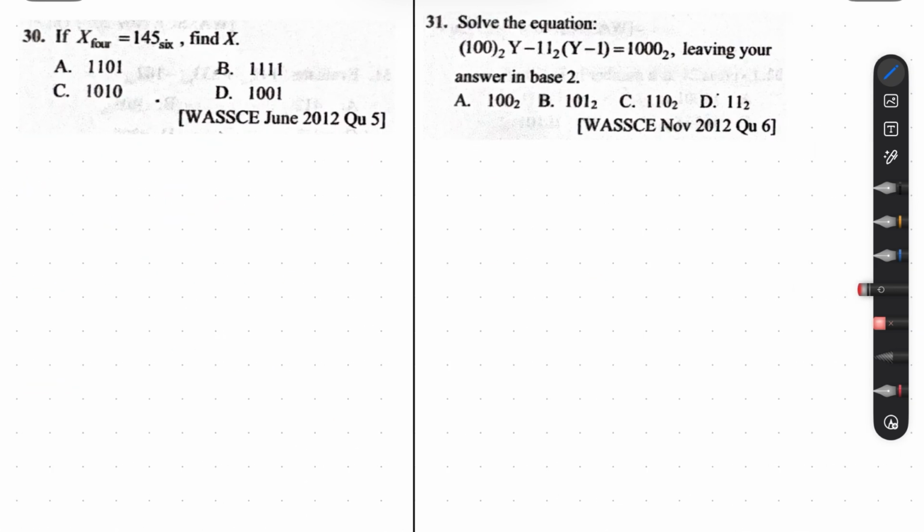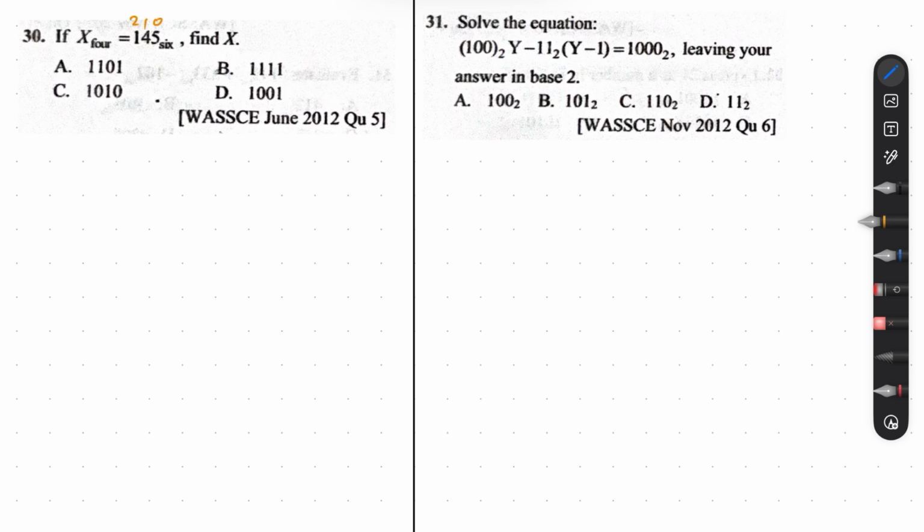The question says, if x base 4 is equal to 145 base 6, find x. What this means is we have to convert this into base 4. How do you do this? We first convert this into base 10, then we move it into base 4. So let's convert this to base 10. How do we do that? We number our digits 0, 1, 2.